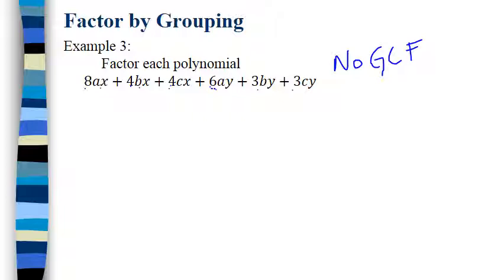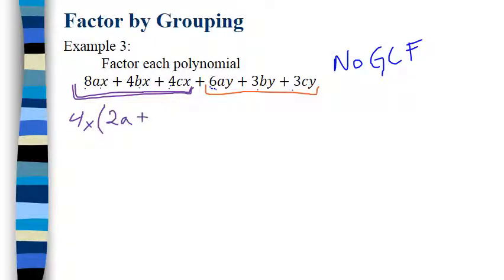And if we look, all the first 3 terms have x as a value, and the last 3 terms have a common factor of y. So we're going to take out the greatest common factor from the first 3 terms, which is 4x, and that leaves us with 8ax divided by 4x is 2a, plus 4bx divided by 4x is just b, and 4cx divided by 4x is c. If you need a moment, pause the video and double check to make sure that that distributes back so you can understand why we can factor that.